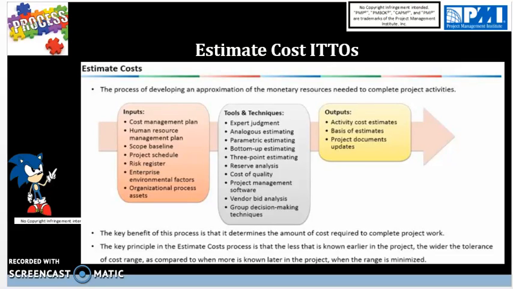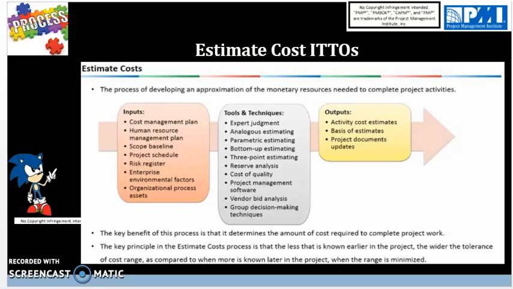Scope baseline is coming from create WBS process. Project schedule is coming from the develop schedule process. Risk register is part of the risk planning process coming from identify risk. EEFs are market conditions or published commercial information on cost. And OPAs are organizational process assets that guide us in cost estimating policies and templates, lessons learned, and historical information.